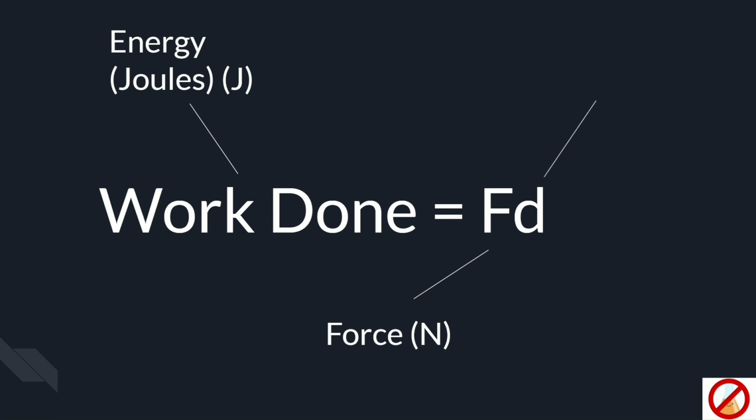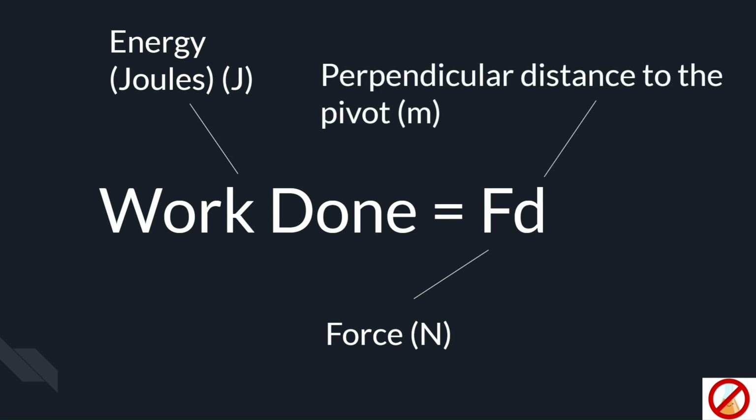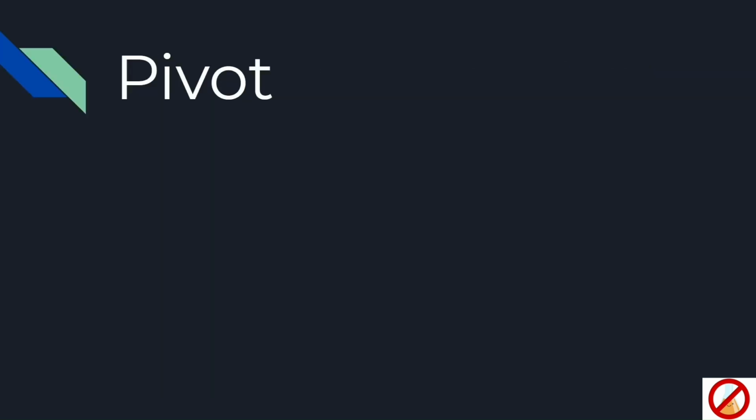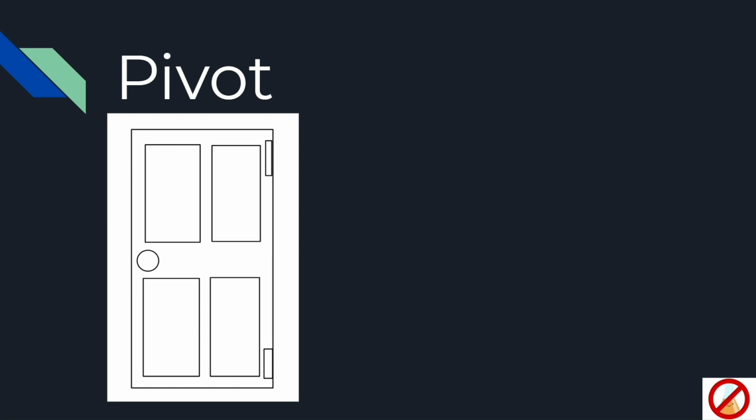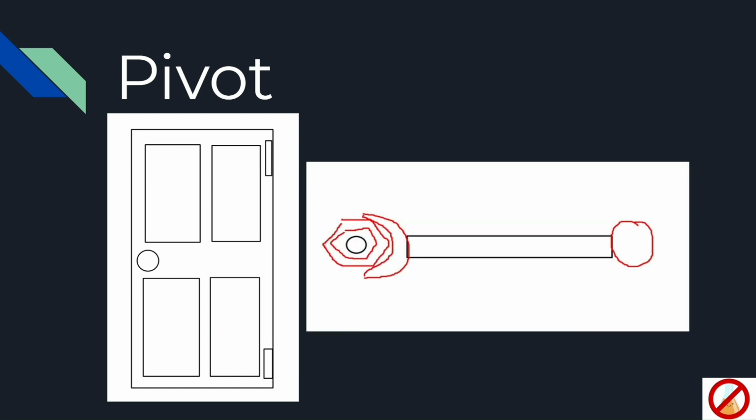And the next one will be d, and d will be the perpendicular distance from the pivot, and we will measure this in meters. Well, what does this equation do? How can we actually apply this equation in order to work out how a turning effect of something works? In order to achieve that, we have to start with pivot. So what is a pivot? Well, let's take a look at our doors again and the wrench. Can you find out, just pause the video for now, can you tell me where is the pivot?